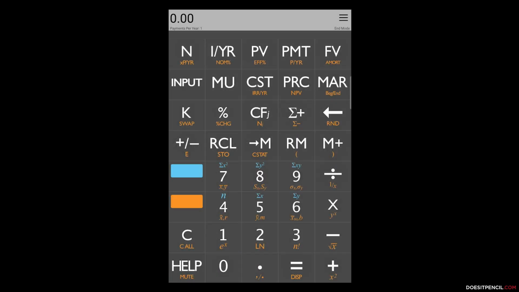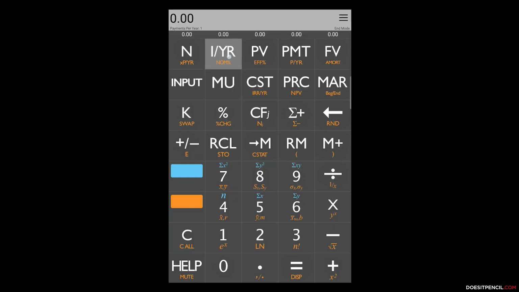All right, in this section, we're going to talk about time value of money. Let's start by looking at the top row on the HP 10B2. In the upper left-hand corner, you have the N key. N stands for time periods, months or years. It could be 1, it could be 12.